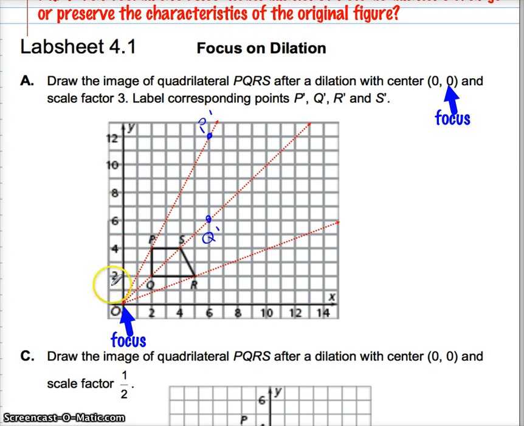Okay, for the next one, it's 1, 2, 3, 4, 1, 2, 3, 4. There's my 100%. 1, 2, 3, 4, 1, 2, 3, 4. There's my 200%. 1, 2, 3, 4, 1, 2, 3, 4. There's my 300%. There's S image. Okay, and what you know is the original point and its image should lie on the same line. If this is not on the line, then I did it wrong.